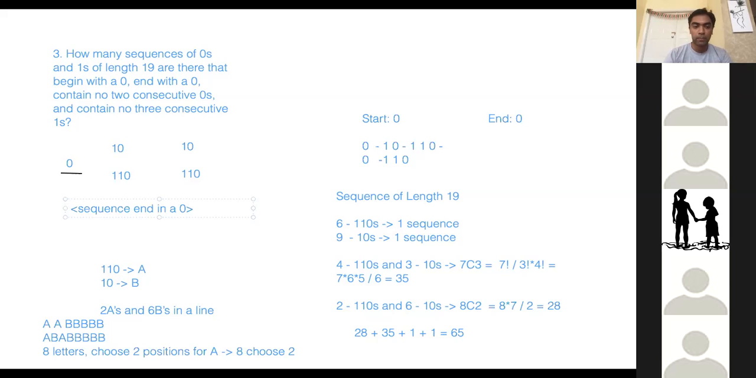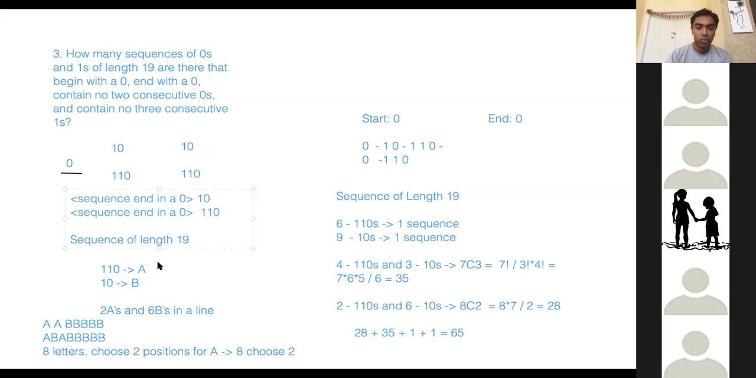Then I could append to it either a 1 0 or a 1 1 0. So whatever the sequence before is, if it satisfies the properties, I could just add a 1 0 to it or add a 1 1 0 to it, right?